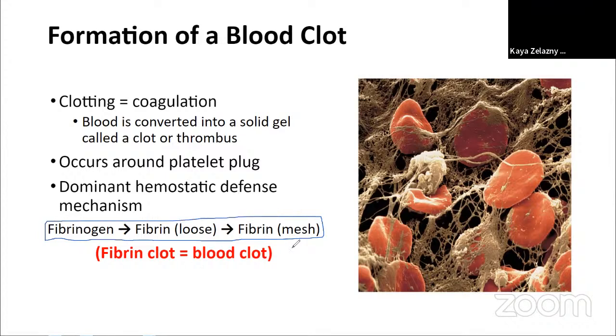Our goal is to make a fibrin mesh. This is our clot, a fibrin mesh. So this is going to be a stable blood clot. And the way we make this stable blood clot, this fibrin mesh, is we take a molecule called fibrinogen, we turn it into loose fibrin, and then we tighten it up to create this fibrin mesh. So this is our whole real goal of all the pathways we're about to see. It's just to turn fibrinogen into fibrin, and then to stabilize that loose fibrin into a solid fibrin mesh.